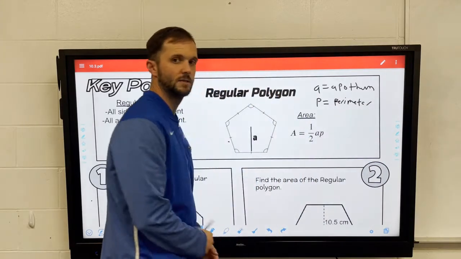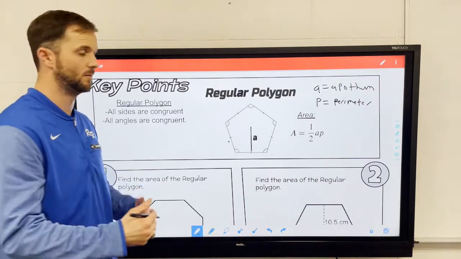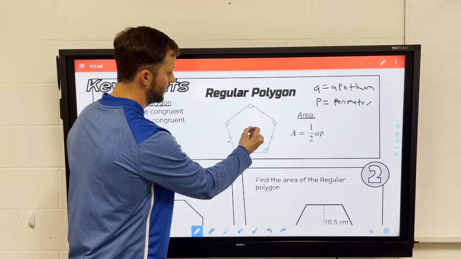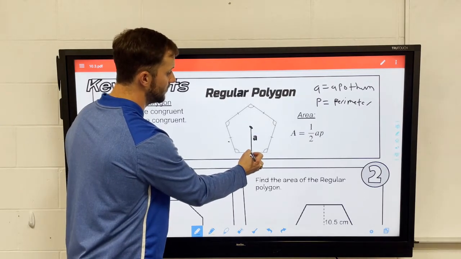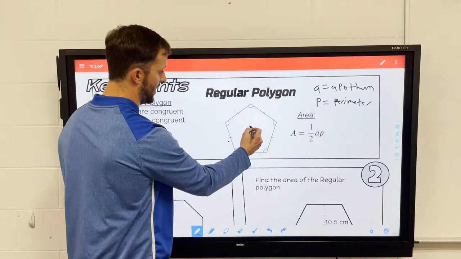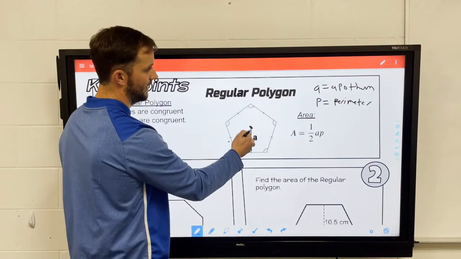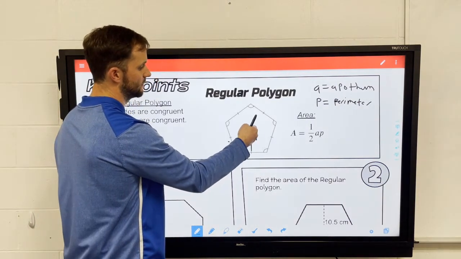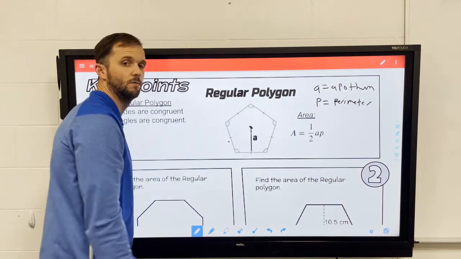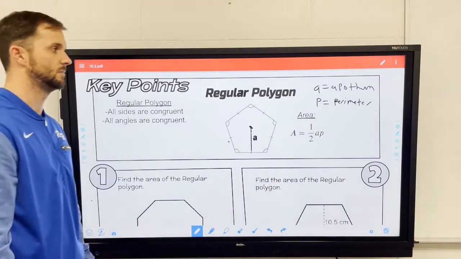So, Coach Snow, what is the apothem? Well, the apothem is going to be the distance from the center of my shape, at 90 degrees, to the midpoint of one of my sides. So if you look, I could actually draw an apothem from here to here if I wanted to. But again, the apothem is the distance from the center of the shape, at 90 degrees, to the midpoint of your side. Okay, that is going to be known as the apothem.